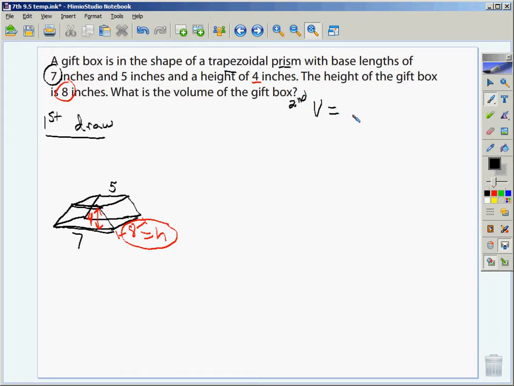Second, is that like a number in the shape? It's 4. The distance between here and here is 4. Okay? First thing we did was draw it. The second thing we're going to do is write down what? The formula. The third thing we're going to do is make sure that we identified what? The height of the prism, which they gave to me.